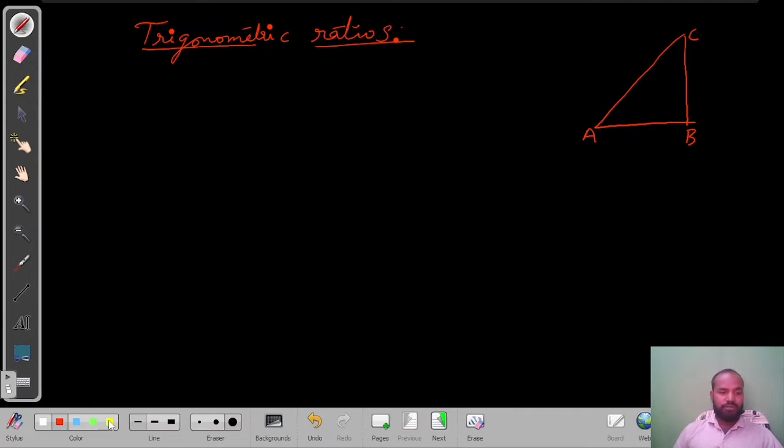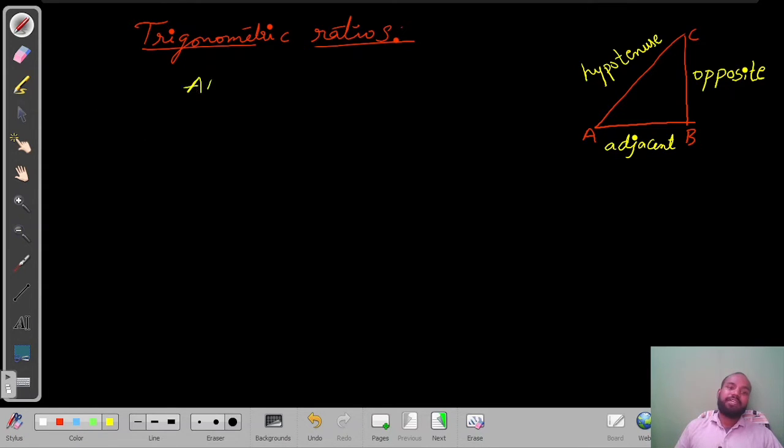Now what should I do? I am naming the sides. What is this side? This is the opposite side. Next, this is the adjacent side. What is the side name? The side name is adjacent side. Now this is the hypotenuse. What is this? Hypotenuse. Yeah. So I have given the sides and their names. Am I clear?